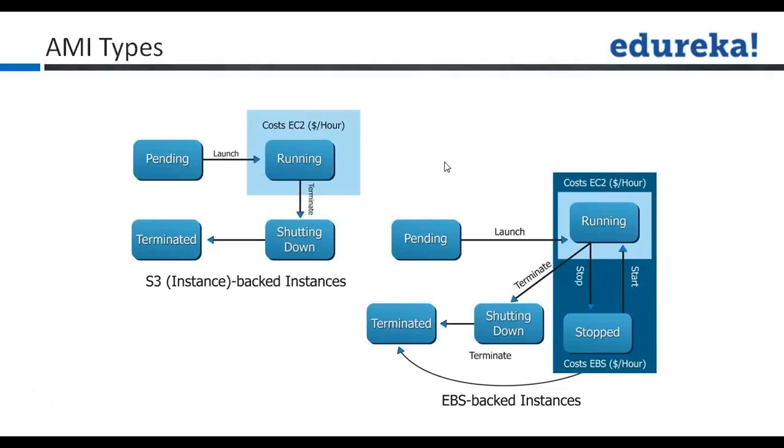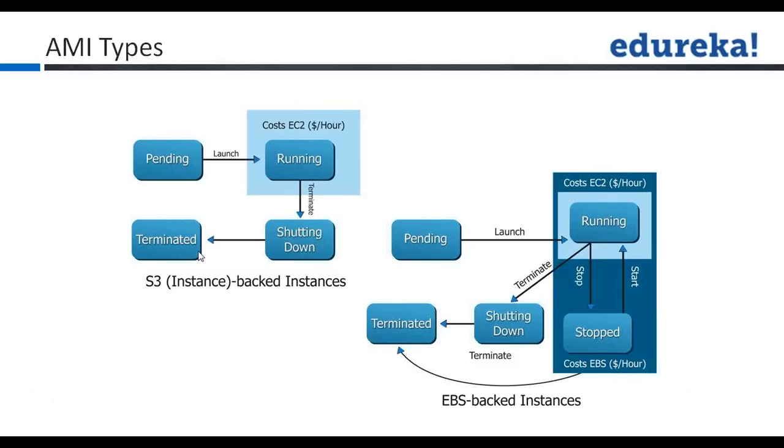But the most important difference is here. For S3 backed instances, they do not have a state called stop state. So when your instance is launched, it would be in an initial pending state, and it would come back to the running state. When you terminate the instance, it would be in a shutting down mode, and then the instance would be terminated.